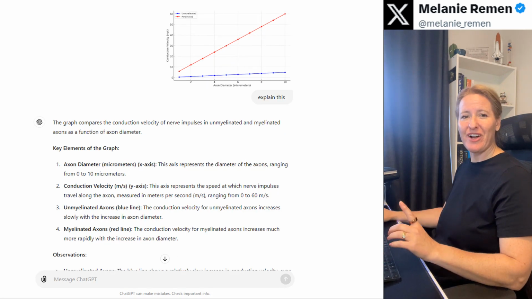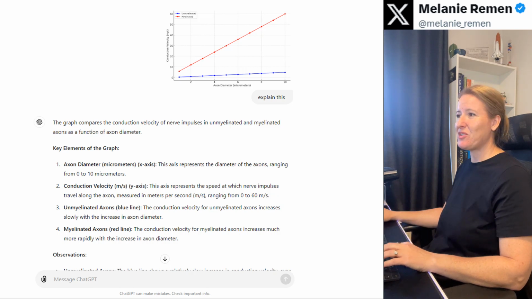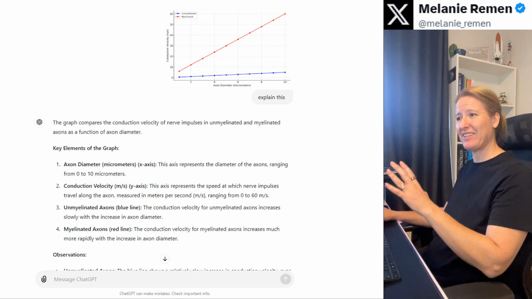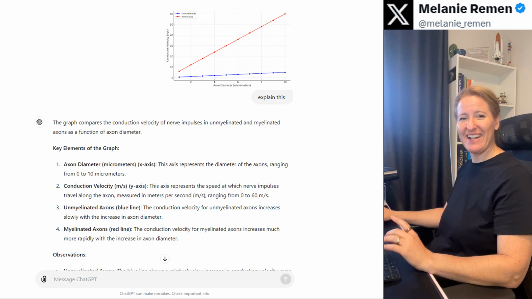And it can also help you revise for your tests too. So you can get it to create sets of multiple choice questions for you based on your study notes. But I'll put that in another video.